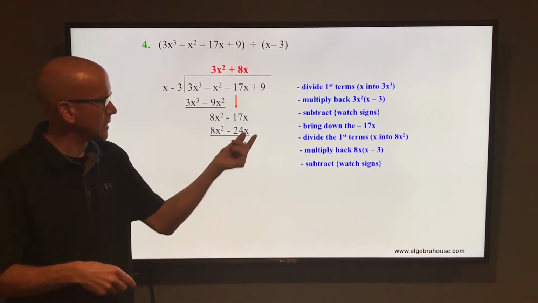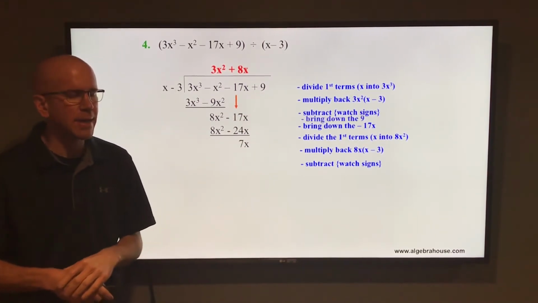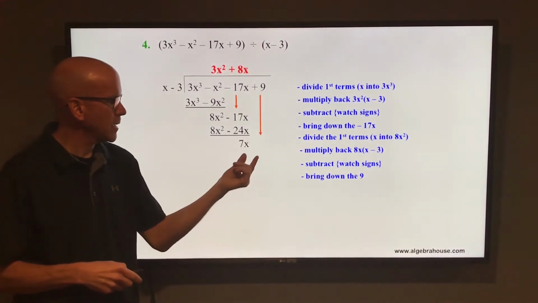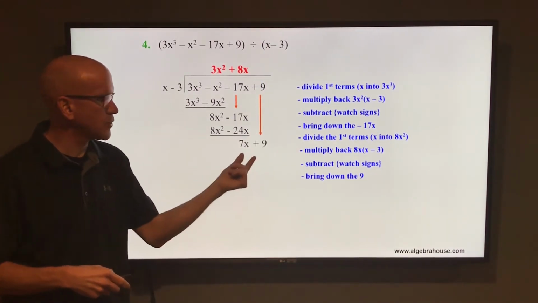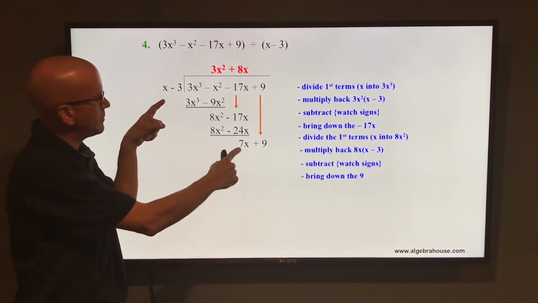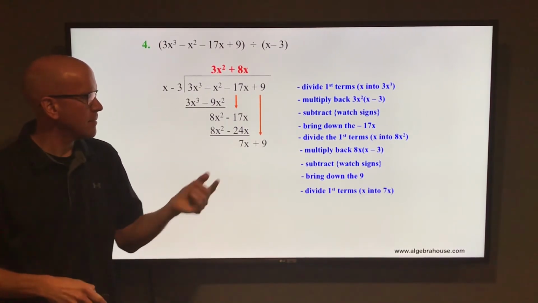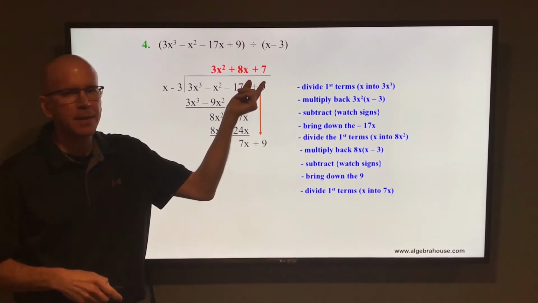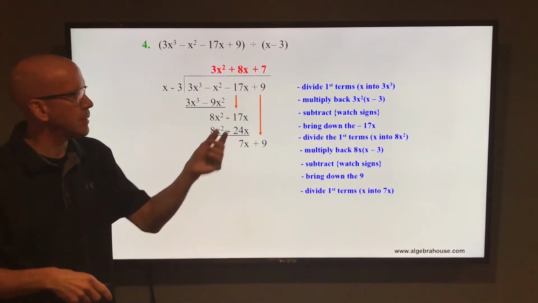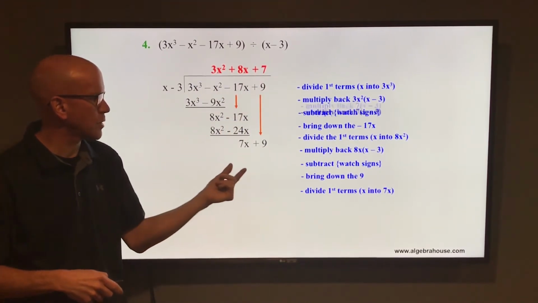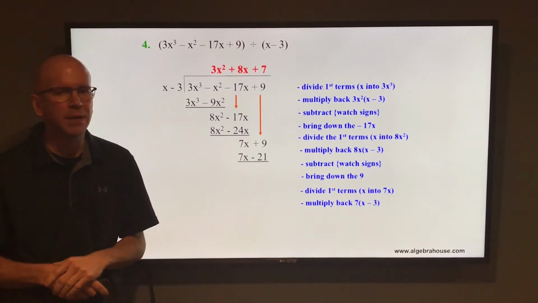So we have 7x. We still have another term to bring down. Bring the 9 down. We're dividing x into 7x. Only divide the first terms. Only divide x into 7x. That would be 7. Put that up top. And then multiply back with the distributive property. Take 7 times x minus 3. It's going to be 7x minus 21.